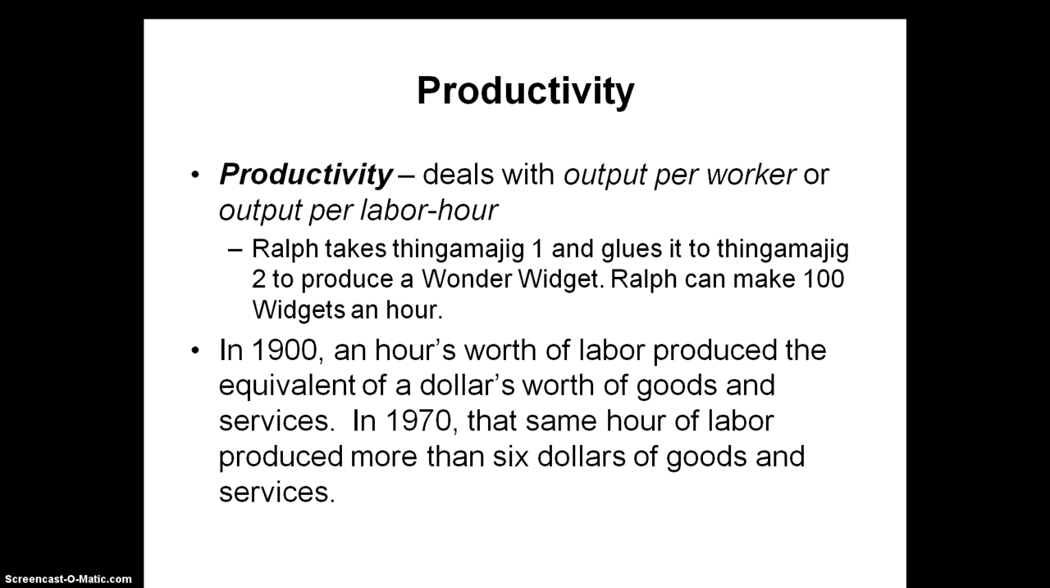In 1900, an hour's worth of labor produced the equivalent of $1's worth of goods and services. Adjusting for inflation and all that other stuff, 70 years later, in 1970, that same hour of labor produced more than $6 of goods and services. That's a 600% increase. And what's the difference? Well, the difference is technology and technological innovation. Think of the difference in jobs between 1900 and 1970.